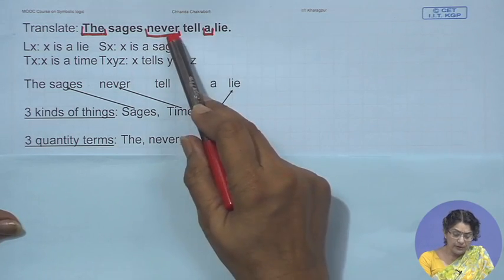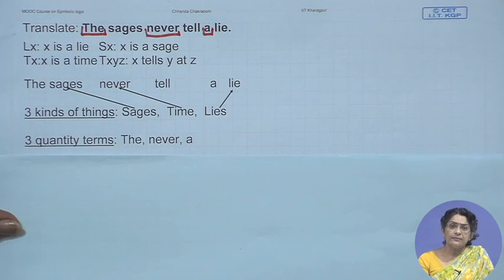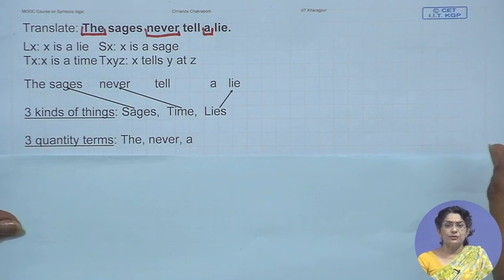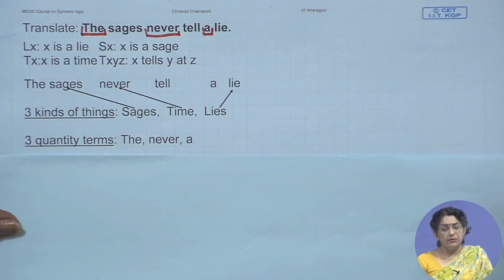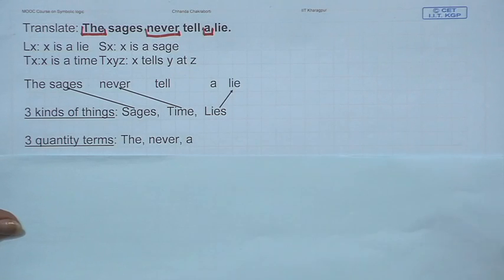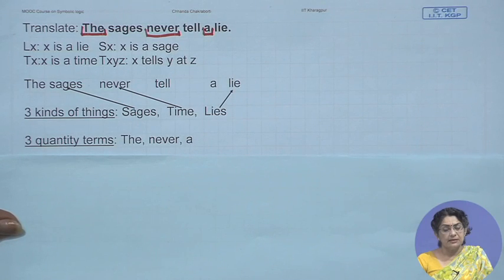You can also go with the time. Instead of going with the sages, you can target time as your main subject. All times are such that sages never tell a lie, or better yet, no times are such that the sages tell a lie at that time. This is one kind of predication. Or if you want, you can also start with the lies. So, all lies are such that the sages never tell them.